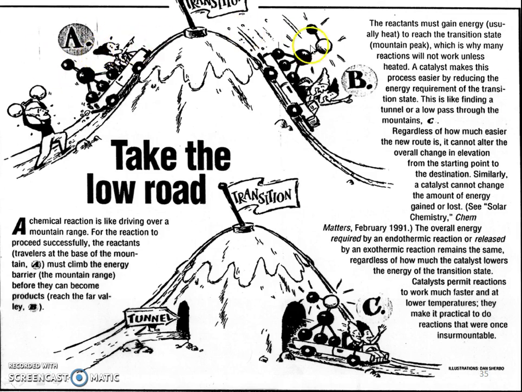So A needs to reach B somehow, right? Reach the far valley. So here's our A. We've got to go all the way up this mountain in order to get to B where they want to go. But the reactants must gain energy, usually heat, to reach the transition state, or that mountain peak, which is why many reactions will not work unless heated.